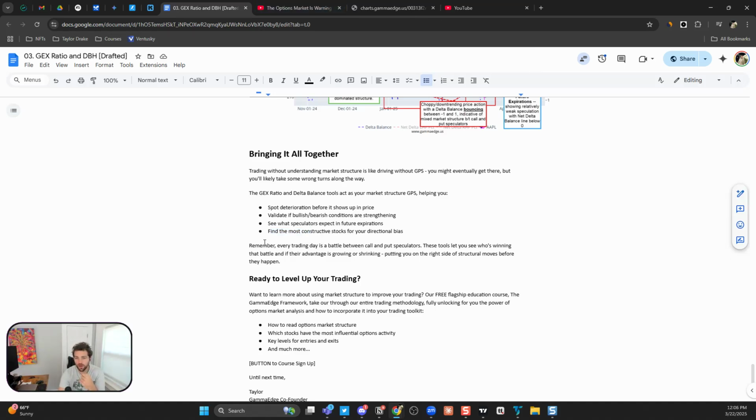Last thing is, remember, it's our belief that everything in short-term trading is focused on the battle between call and put speculation, because going back to the beginning of the lesson, the growth of the options market has a massive impact on what is driving spot price day to day. And these tools are valuable because they let you see that battle happening and help us visualize and measure both the call and the put dominance. And this ultimately helps put us on the right side of those structural moves.